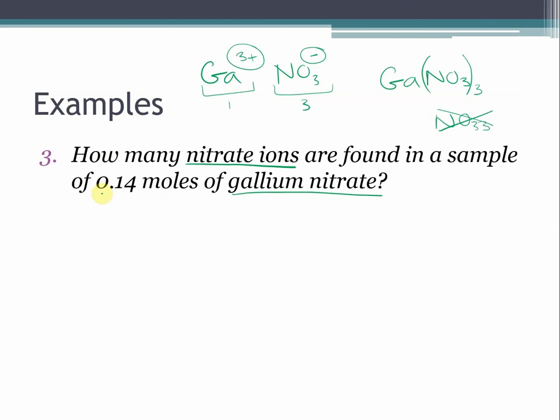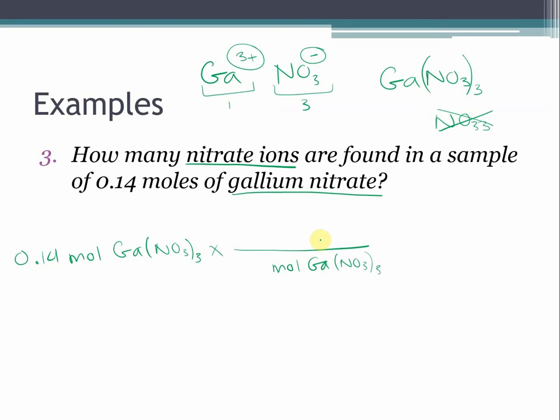So we'll start with what we know, which is 0.14 moles of our gallium nitrate, Ga(NO3)3, times a fraction. What goes up must come down. So we'll put moles of gallium nitrate in the bottom. And as far as what goes on the top, that is sort of your choice.